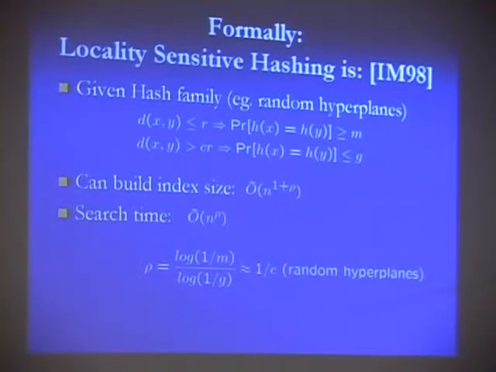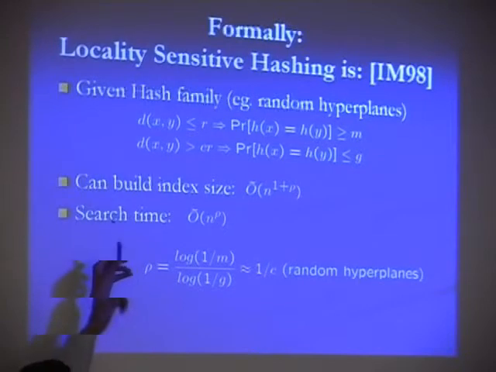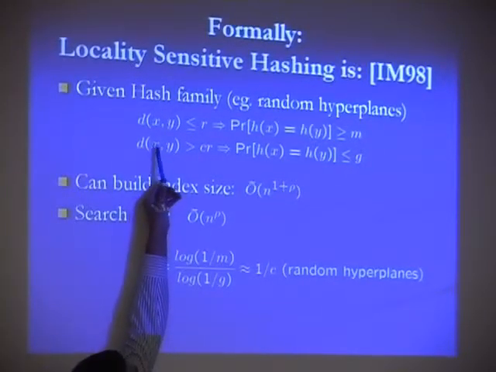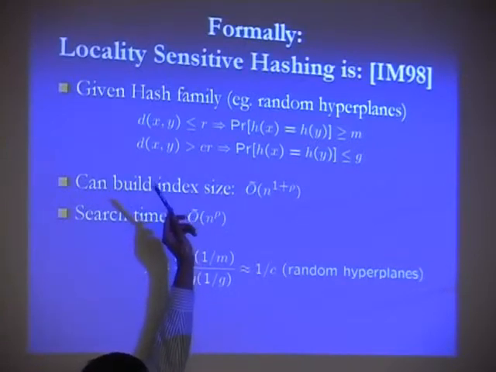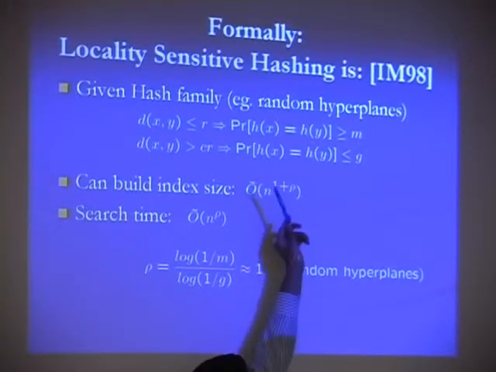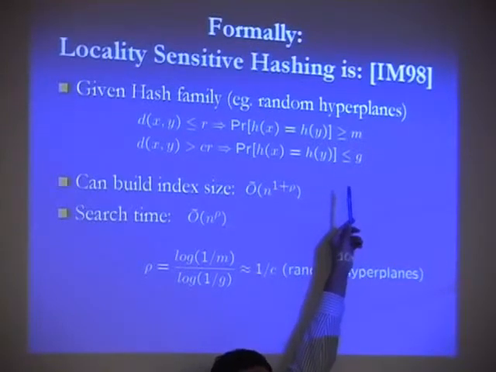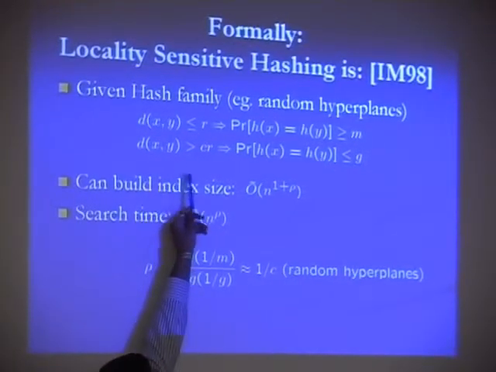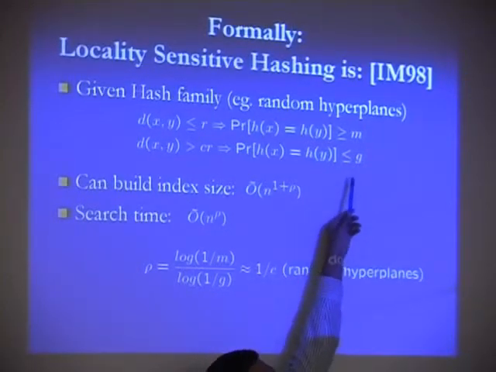Now this division of the space using hyperplanes is only one possible locality sensitive hash function, but there could be others. The only criterion that a locality sensitive hash function needs to satisfy is that nearby points are more likely to go to the same value as compared to far off points. So formally, a locality sensitive hash function is defined by, if you have 2 points which are separated by a small distance, then the probability that they hash to the same value is at least above some threshold m, and the probability that far off points go to the same hash value is small. It's smaller than some threshold g.